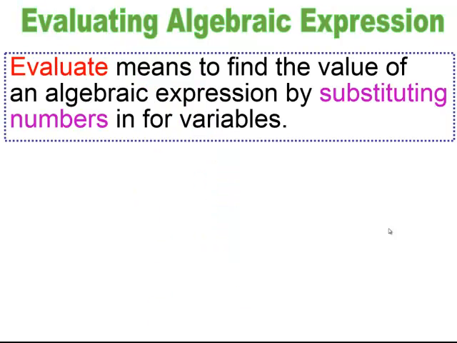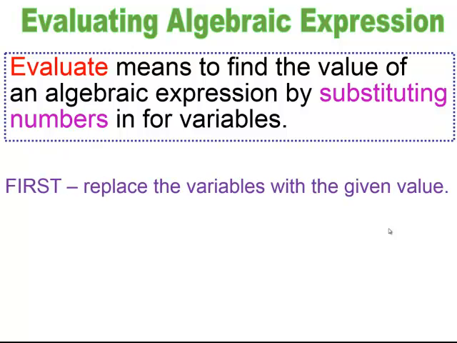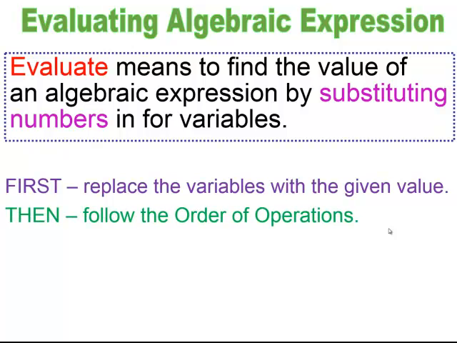This next part is evaluation. Evaluation means to find the value of an algebraic expression by substituting in numbers for the variables. So the first thing you're going to do is take whatever values are given for the variables and plug them into the expression. Then you're going to have an order of operations. So evaluation uses order of operations, so it's very important that you understand order of operations in order to do evaluation.